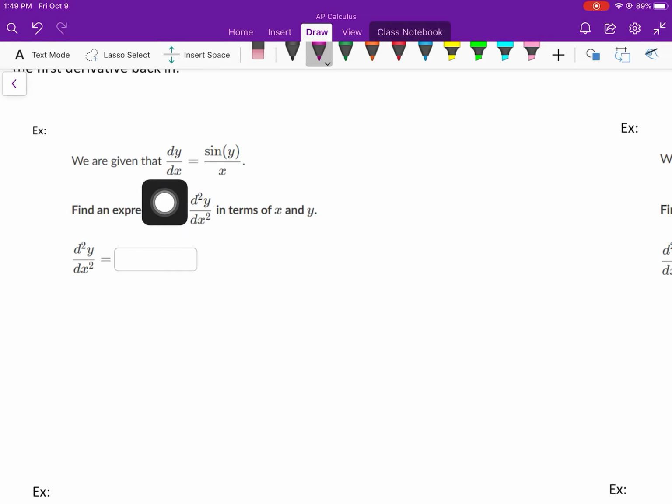So this is already the first derivative. We need to find the second derivative. So we're going to derive this, and it's going to require the quotient rule. So remember, that's f prime times g minus f times g prime over g squared.